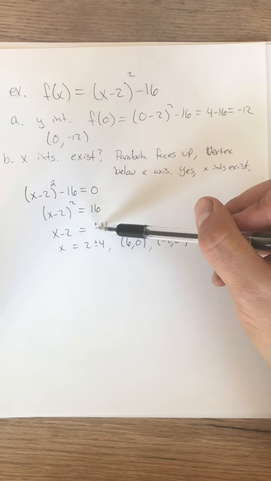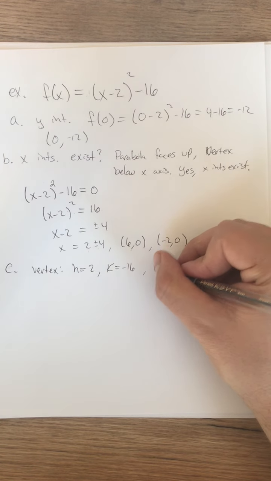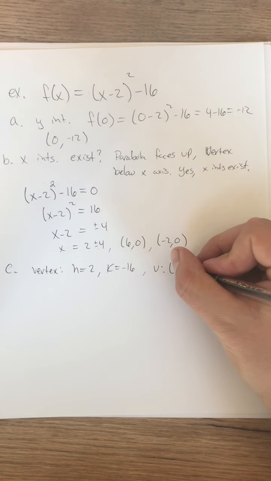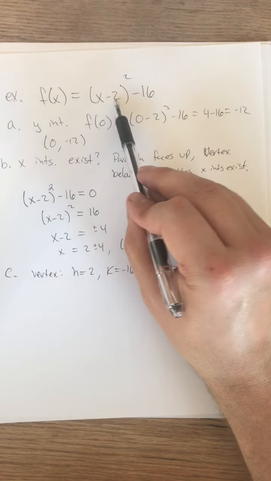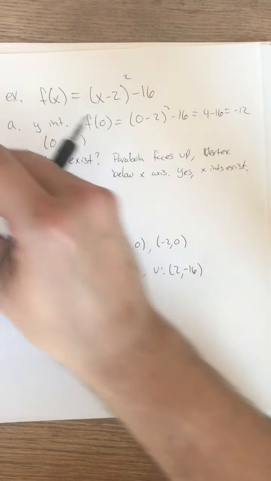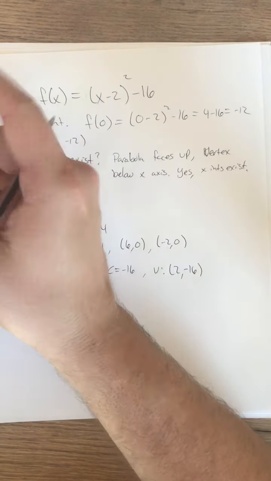Let's find the vertex. And we are looking at a function in vertex form. So that's kind of nice because it's just staring right at us. Now the generic is x minus h. So since it's x minus h, that's x minus 2, so the x-coordinate is 2.